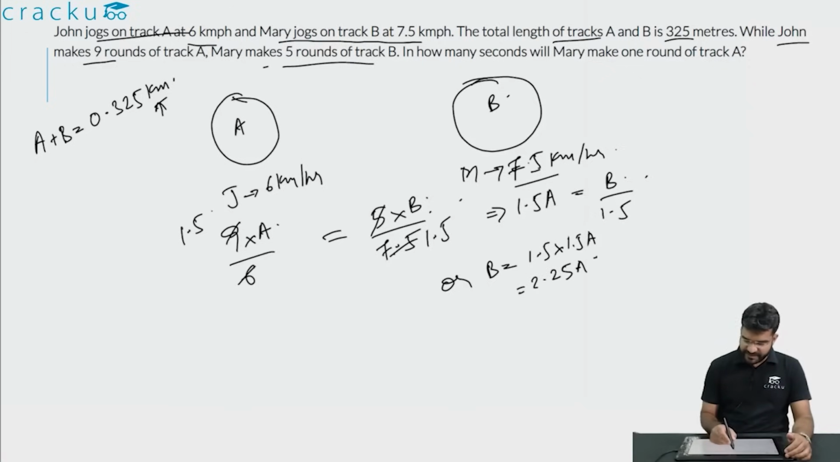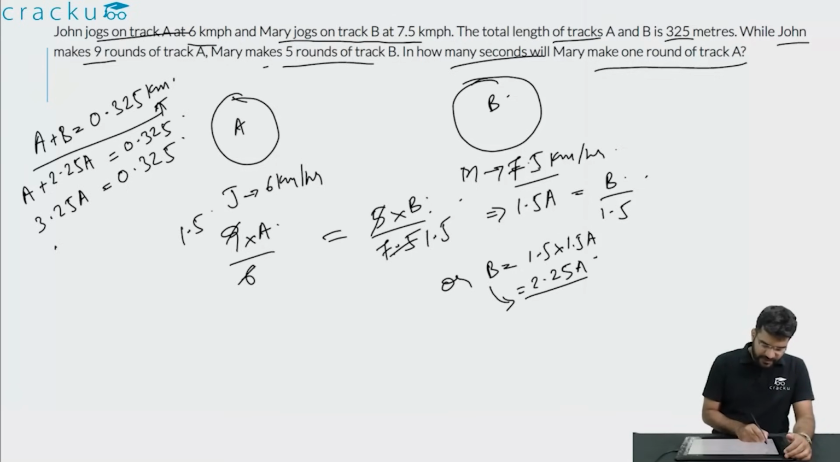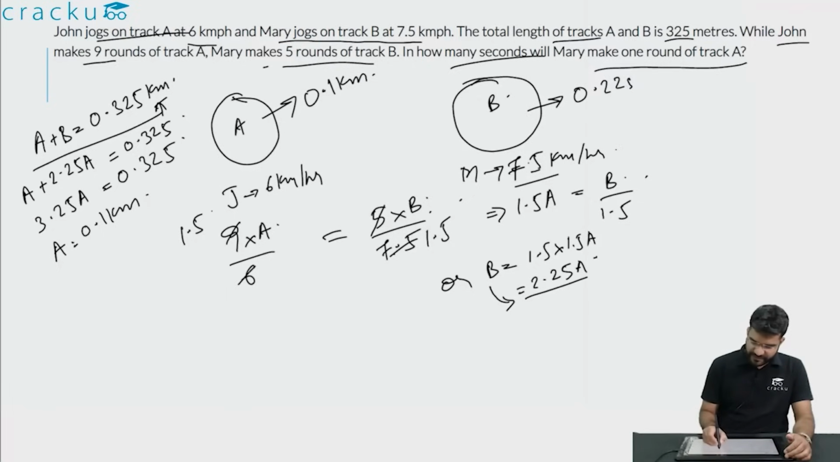Now what are we required to find out? We are required to find out in how many seconds Mary will make one round of track A. So let us find out the length of A and B. We can use the first equation. A plus B is 0.325 kilometers, but we know that B is equal to 2.25A. So A plus 2.25A is equal to 0.325, or 3.25A is equal to 0.325, or A is equal to 0.1 kilometers. Therefore, the length of track A is 0.1 kilometers and the length of B is equal to 0.225 kilometers.